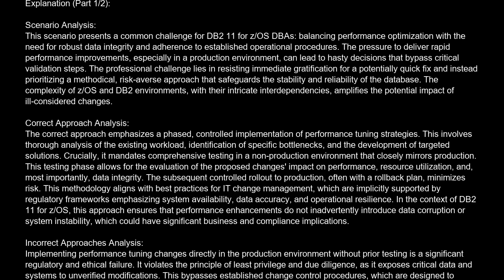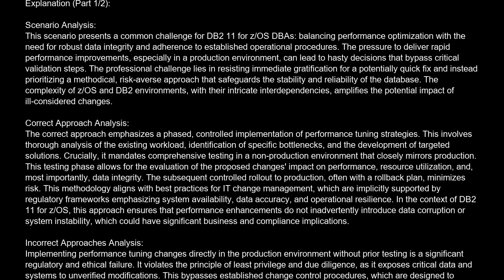The complexity of z/OS and DB2 environments, with their intricate interdependency, amplifies the potential impact of ill-considered changes. Correct approach analysis. The correct approach emphasizes a phased, controlled implementation of performance tuning strategies. This involves thorough analysis of the existing workload, identification of specific bottlenecks, and the development of targeted solutions. Crucially, it mandates comprehensive testing in a non-production environment that closely mirrors production.